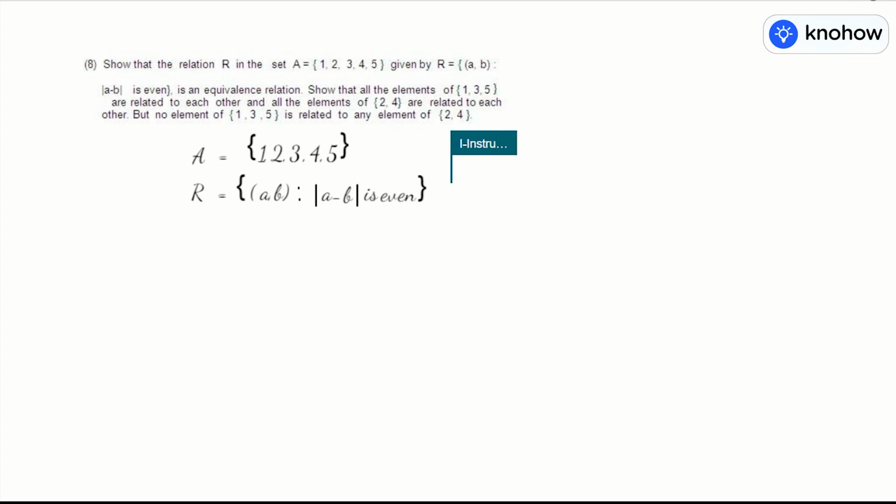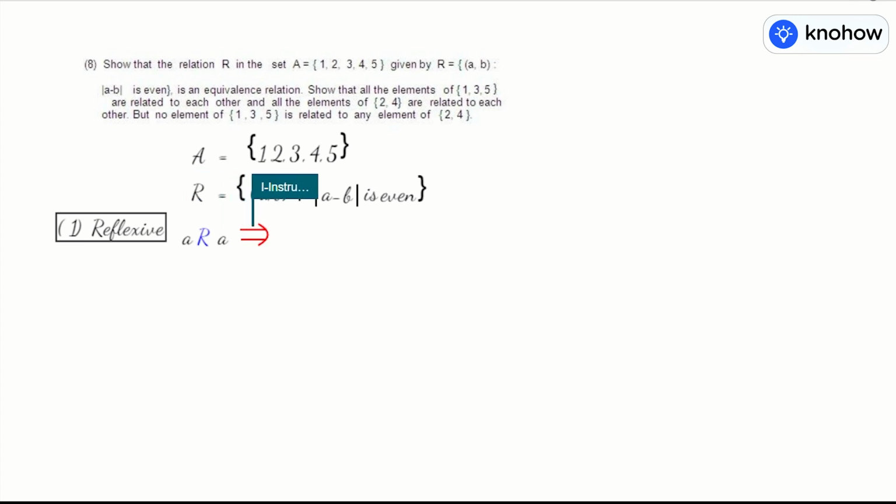So let us first prove that R is an equivalence relation on it. Number 1, reflexive. You take any number, say A, so we can claim A is related to A because modulus of A minus A is obviously 0, which is even or divisible by 2. So whether it is 1, 1 or 2, 2 or 3, 3, in general, for all A belonging to the given set capital A, we can conclude that yes, the given relation R is reflexive.